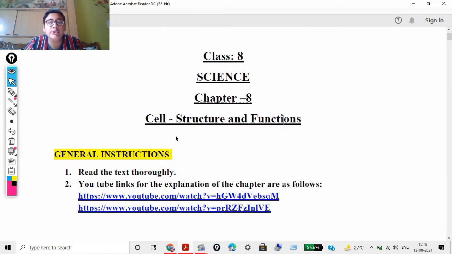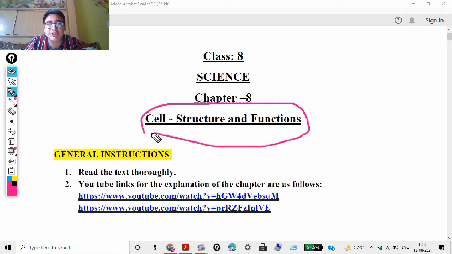Today I'm going to present a very interesting topic of science, that is cell structure and its functions. So we'll deal with first cell, then its structure, and at the end its functions. So let's go.